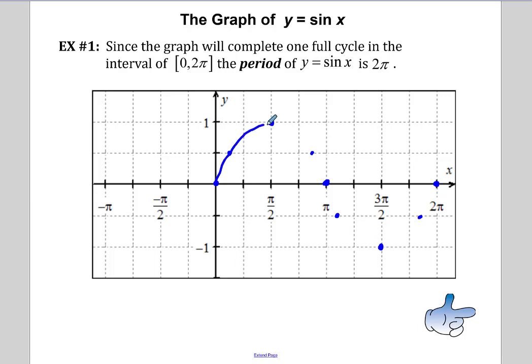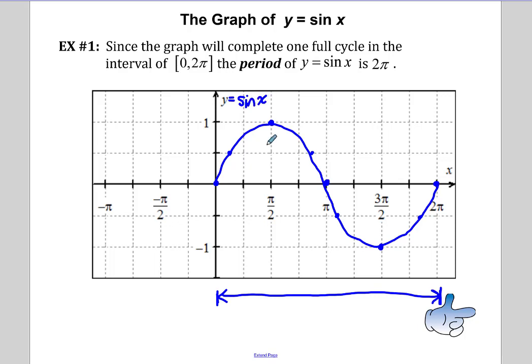And I won't spend too much time going through the other points, but you get the idea that it's a nice, smooth, oscillating curve. And like we said, it's a periodic function, so this is the first cycle or one period from 0 to 2 pi. That's one complete revolution of the sine curve, plotting the points around the unit circle where y is the sine value on the unit circle.